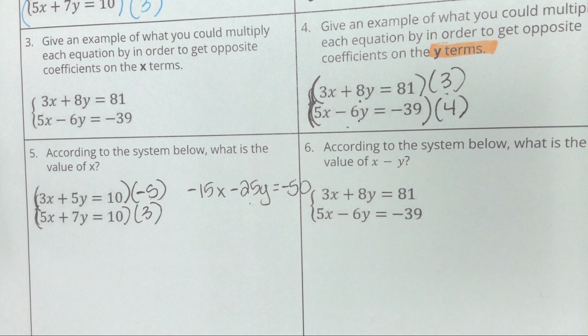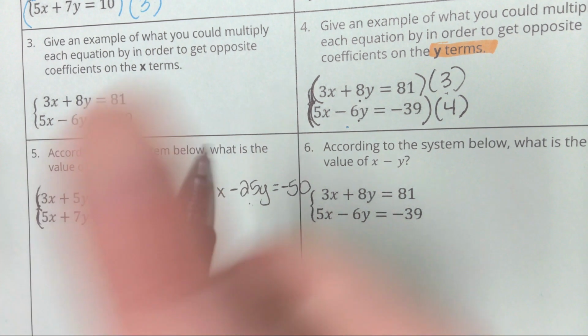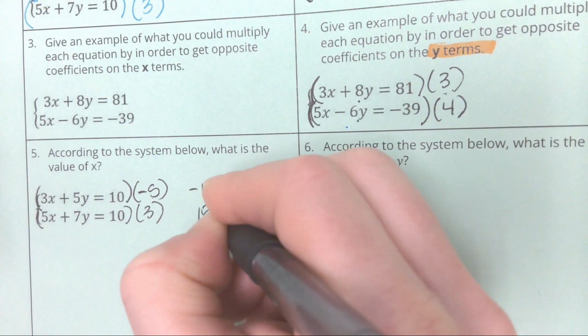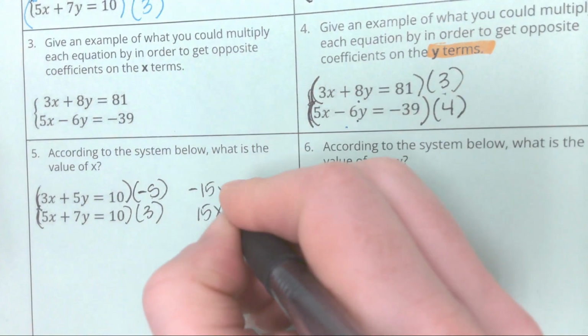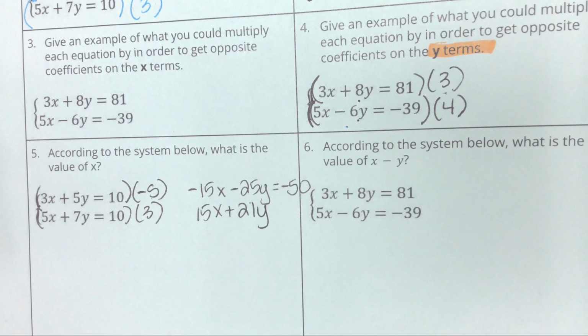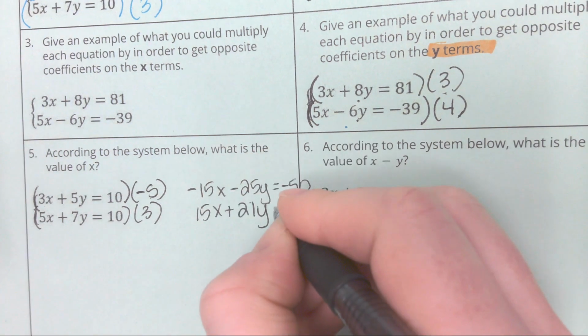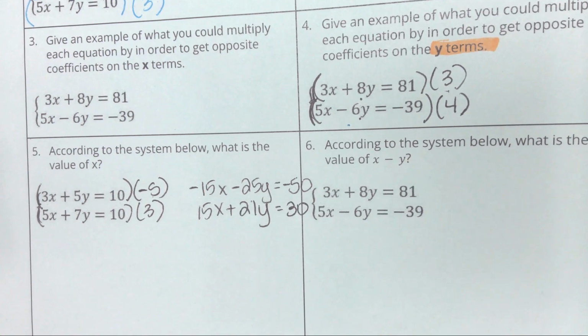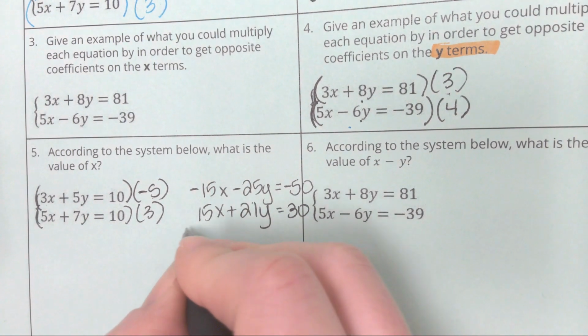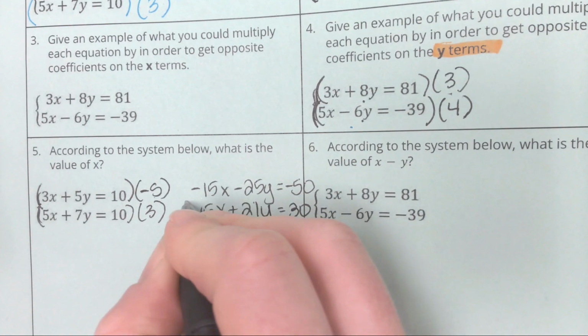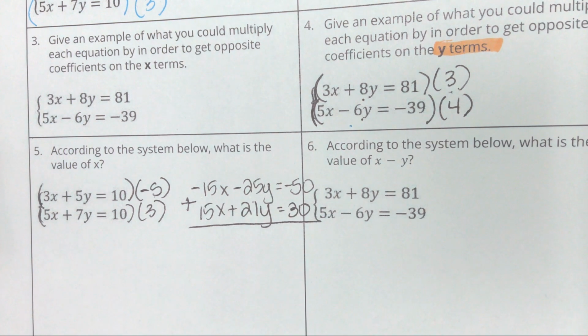Okay, let's do the bottom. 3 times 5x is +15x. 3 times 7y is +21y. 3 times 10 is 30. All right, I would like you to try from here now. Would you add those 2 equations and see if you can figure out what y is?